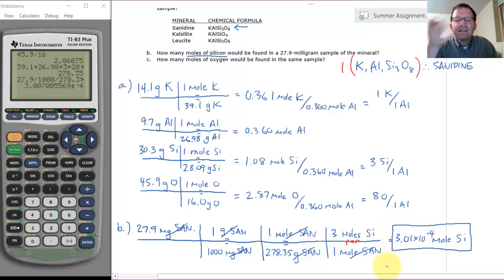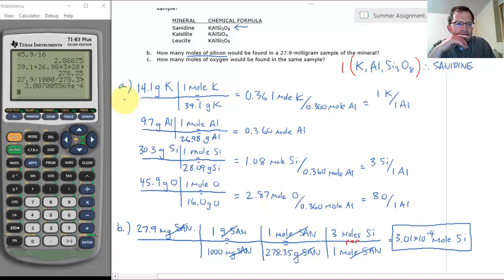Does that seem realistic? And that's a good thing to ask yourself. Well, we only started out with 27.9 milligrams of sanidine. That's just a tiny, tiny little crystal, little piece. So in that, there's not going to be a lot of silicon because it's a tiny little sample. We're talking about a very small amount of silicon in a very small sample of this mineral. So it makes sense. Okay.